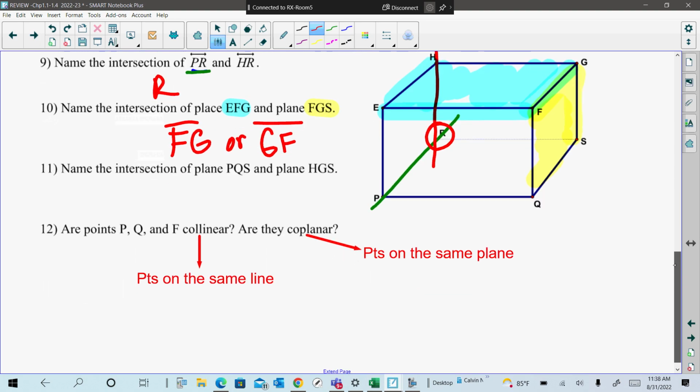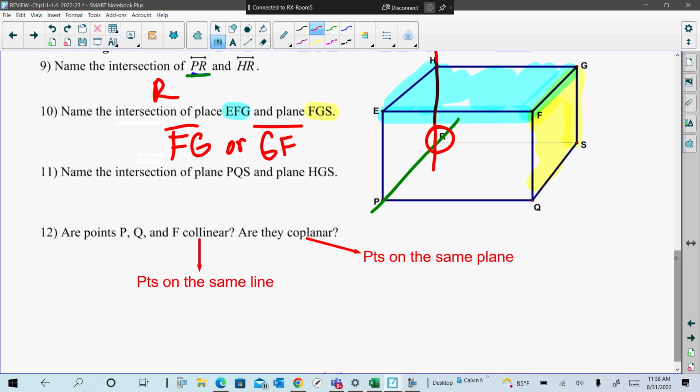Order does not matter, but you have to name the points on that line, on that segment. All right, and if we name the intersection of PQS, that's the bottom plane, and HGS, that's the back plane, that is RS, or SR.